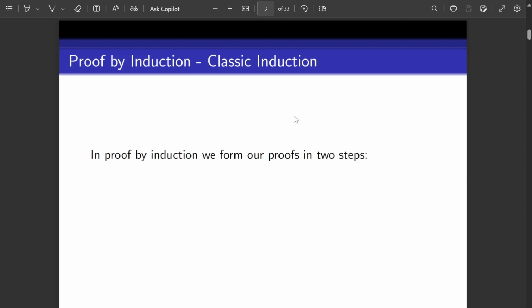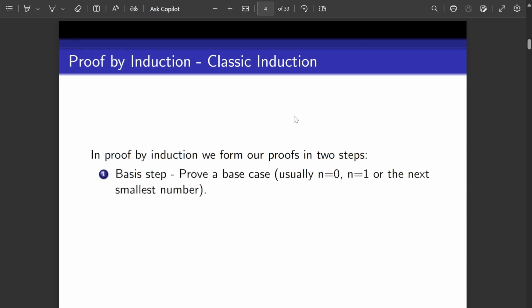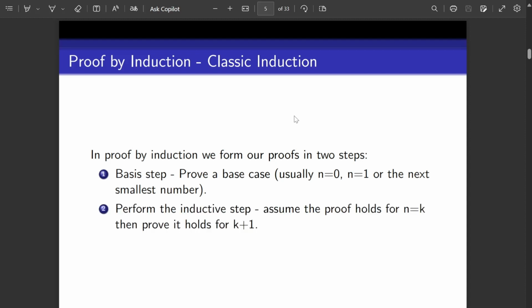In a proof by induction, we form our proofs in two steps. A base case, where we prove the lowest acceptable value, because sometimes you might have bounds on n, like n is greater than 2 or something. The smallest value, you manually prove by hand. And the second step is the inductive step, where you assume it holds for n equals k, and then prove it holds for k plus 1.